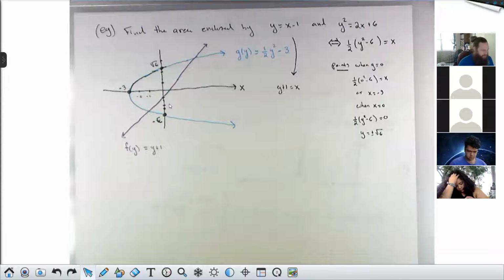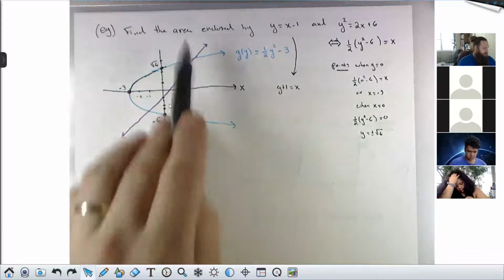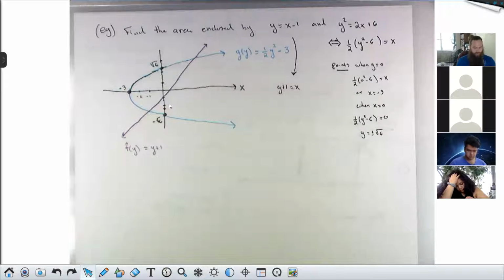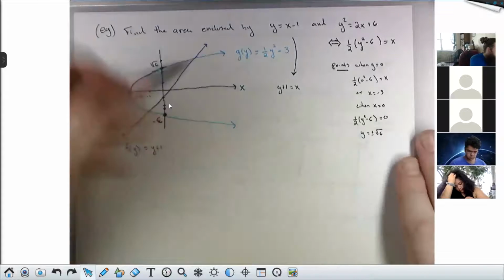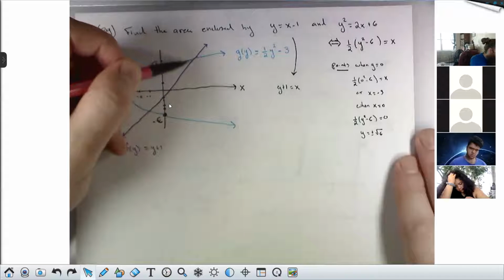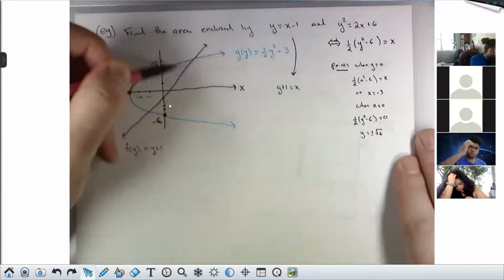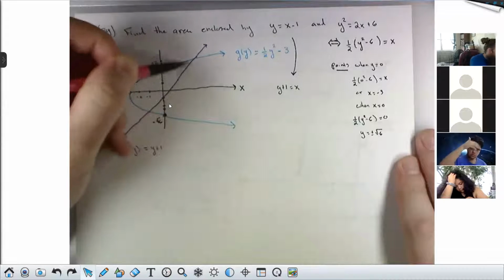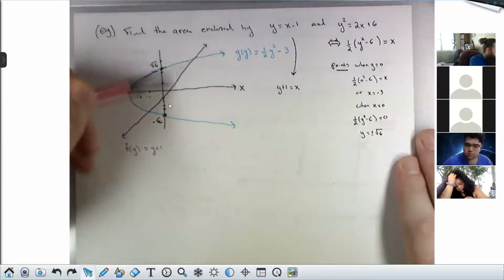And now that you have your picture, you can tell what they're talking about by the area enclosed here. They didn't specify an interval, right? They didn't say find the area bounded between these functions from y equals 2 to y equals 7. They just said find the area enclosed. So it's not exactly in the way that our theorems or formulas tell us how to work. But once you have this picture, you can see how to apply the formula.